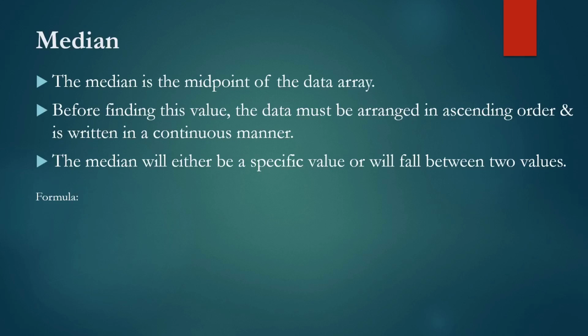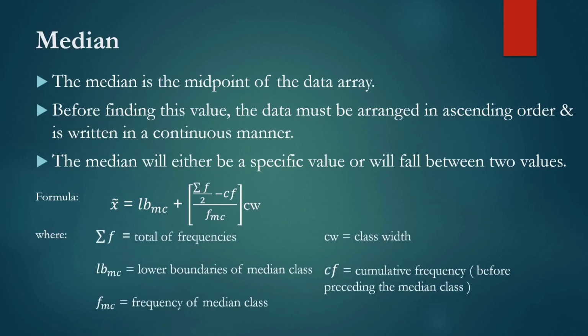This is the median formula. LB sub MC plus the summation of F over 2 minus CF over F sub MC times CW, where F is the total of frequencies, LB sub MC is the lower boundary of the median class, F sub MC is the frequency of the median class, CW is the class width, and CF is the cumulative frequency.